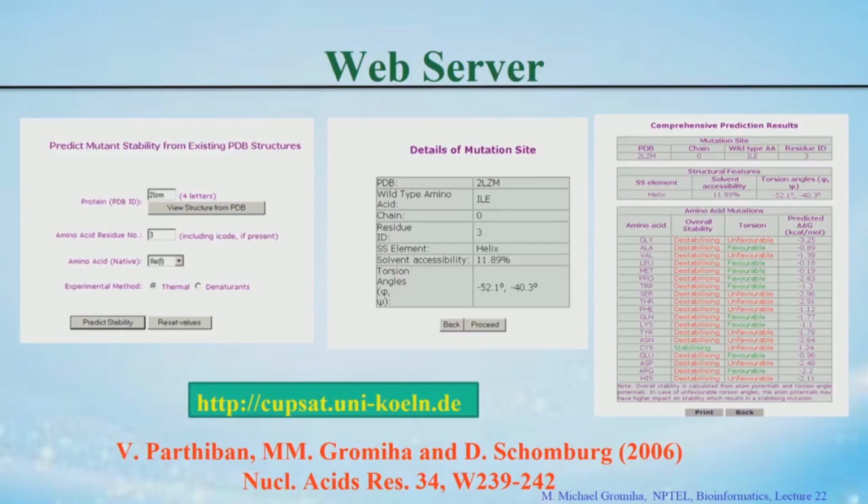Now, we have a server, this is the CUPSAT server, right, CUPSAT. It takes the PDB ID, and you have to give the residue number and which is the residue, and either you need thermal or denaturant stability. If you predict stability, first it will automatically calculate the secondary structure and accessibility, and it will give you the torsion angle also. If there is any problem in the torsions, it will tell you the torsion is a problem. In this case, the results are not reliable. If it is fine, then we proceed to the next step. Then finally, here it will give the prediction results.